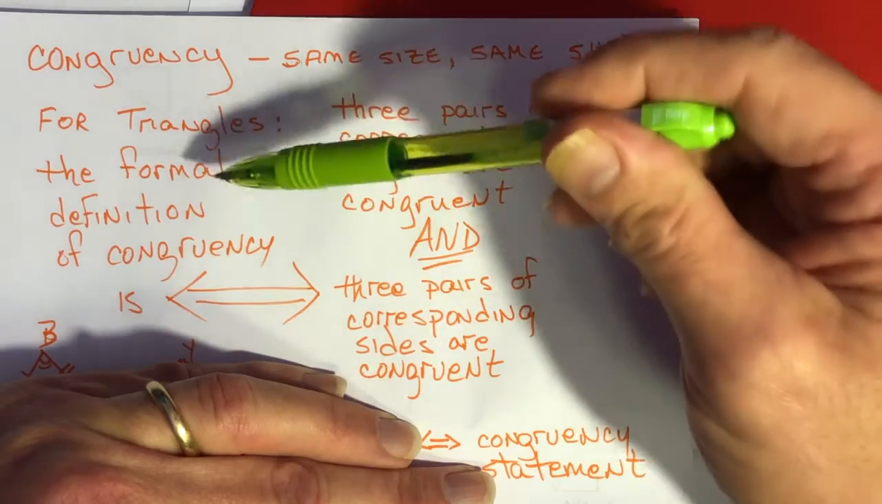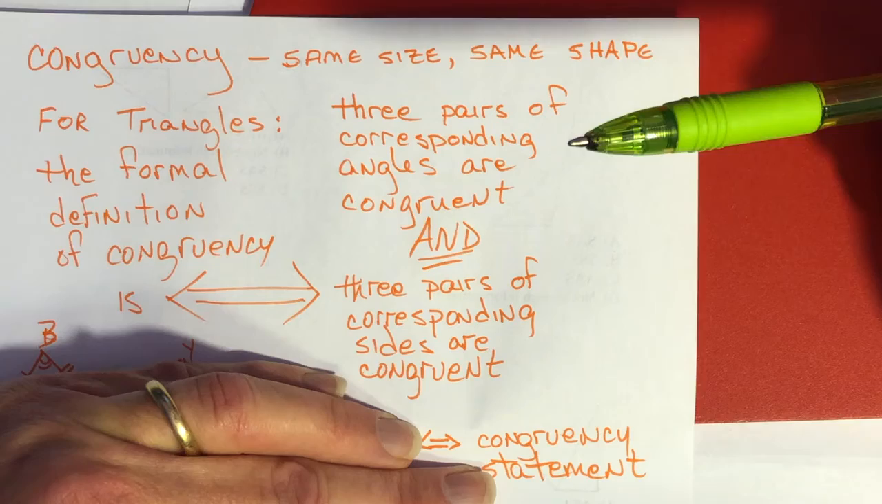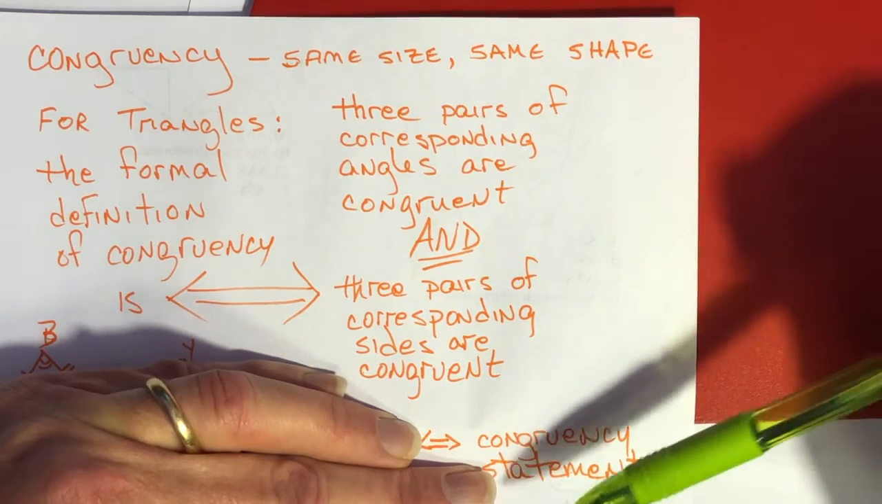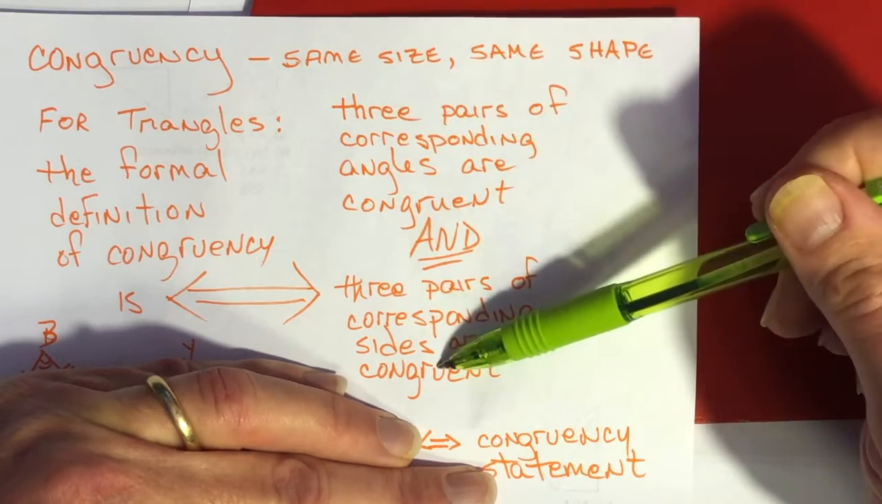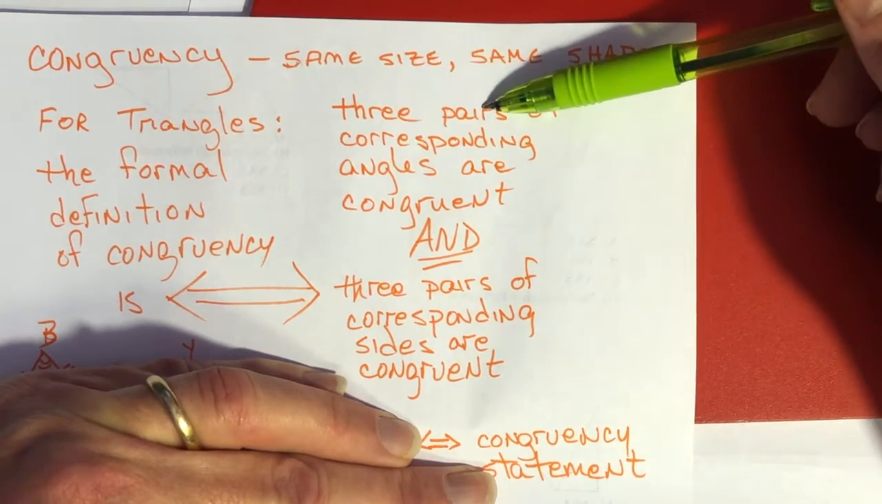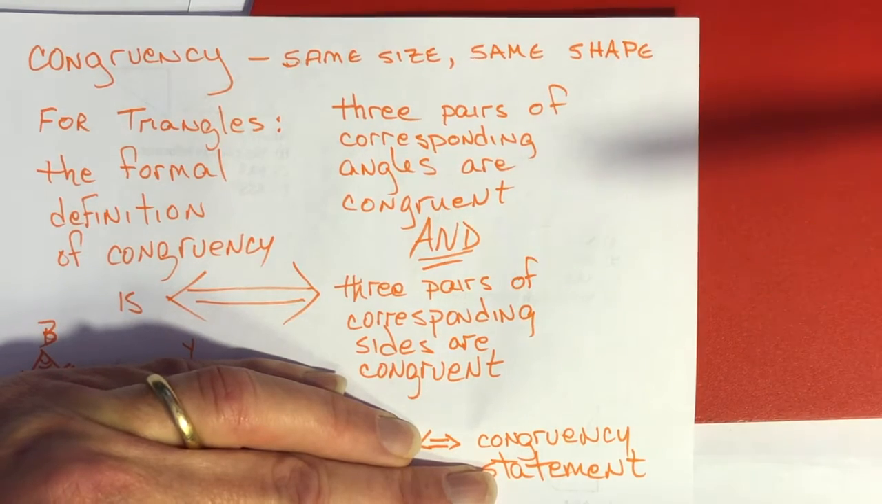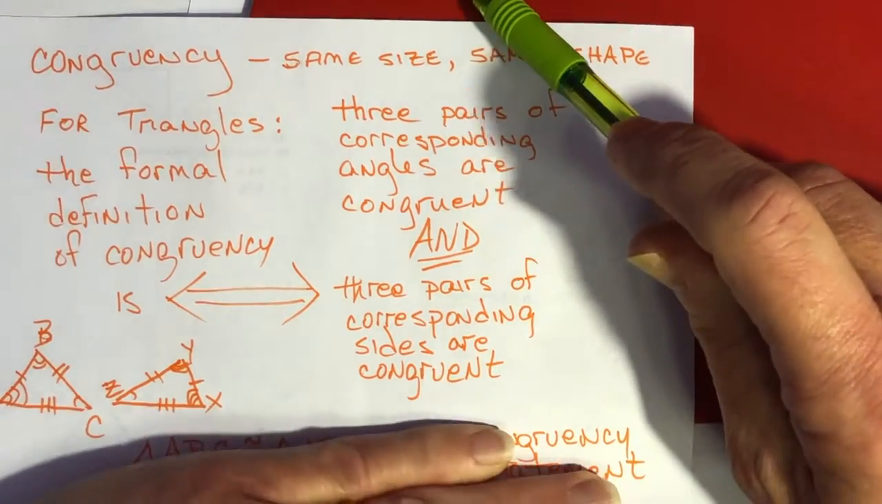And conversely, you know that if the triangles are congruent, they have all 6 of these facts here. These 6 pieces of information are correct. 3 pairs of corresponding angles are congruent, and 3 pairs of corresponding sides are congruent. And we talked about what that really looks like.